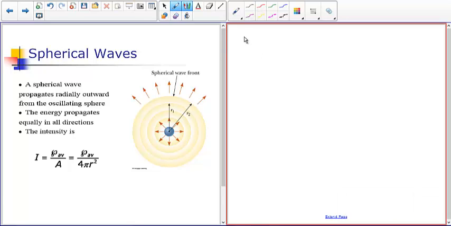But anyway. So let's say we have a 70 watt sound source, like a speaker.